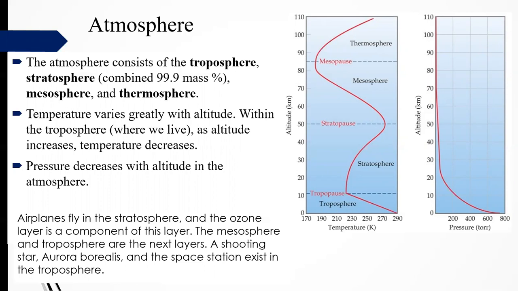Now, the troposphere has a lot of mixing. We get a lot of wind, things like that. The stratosphere is kind of like where you would be when you're in an airplane, right? That's 30,000 feet or so. The ozone layer is a component of the stratosphere, right? The next ones up are the mesosphere and then the thermosphere. And if you want to think about it, the thermosphere is kind of like the very edge, so it's the farthest away from us.